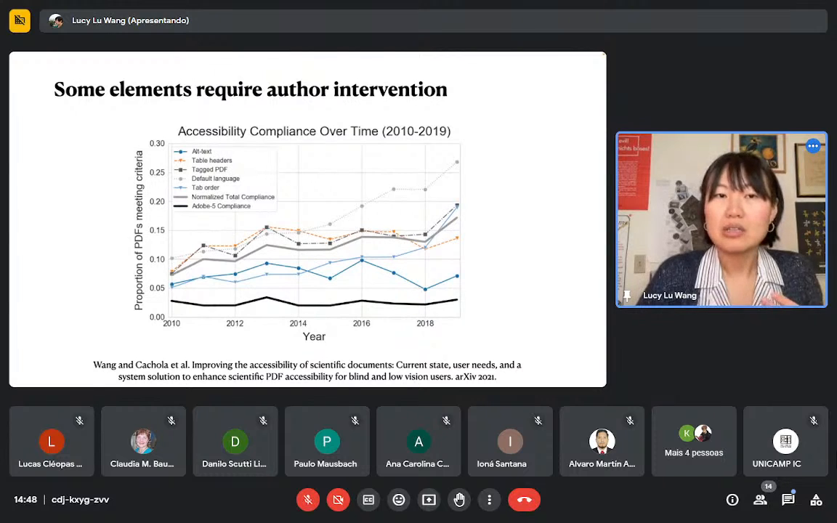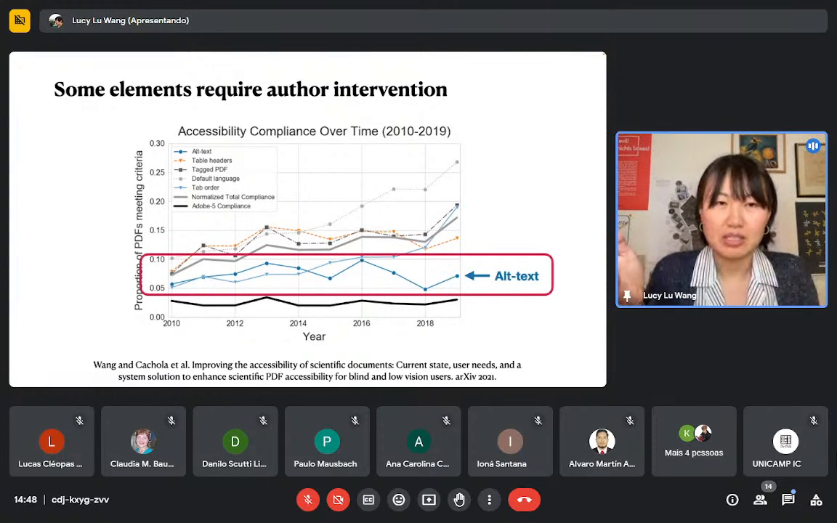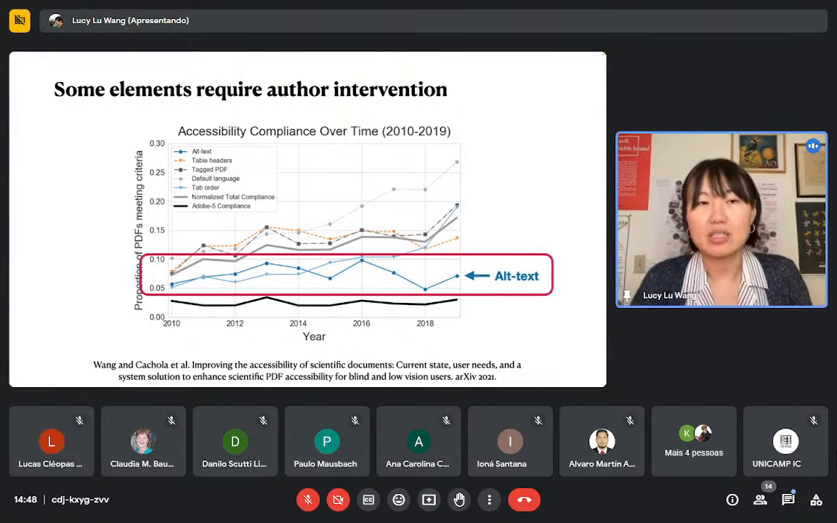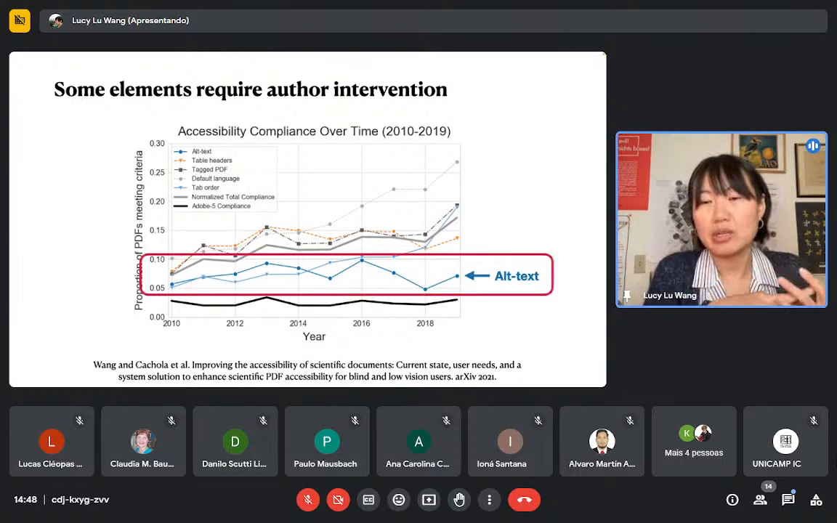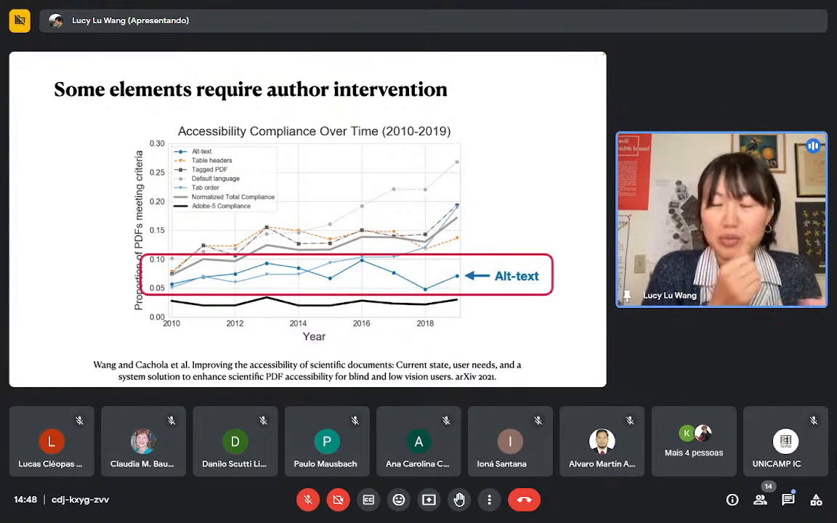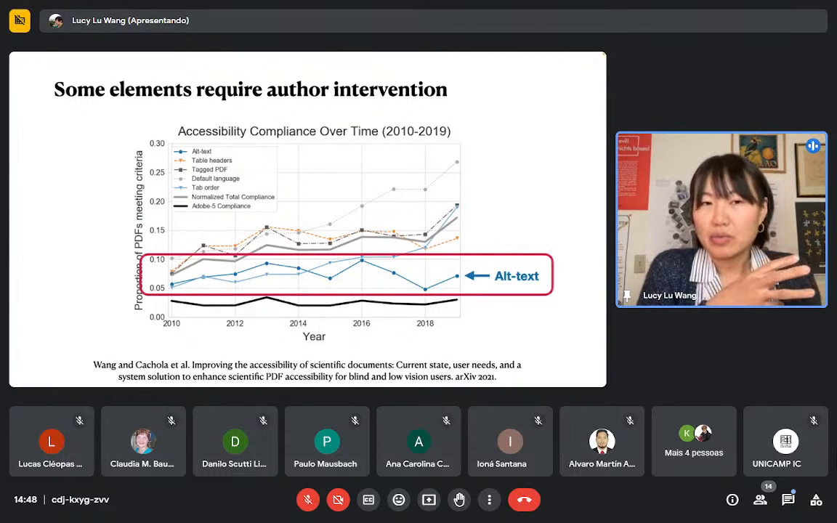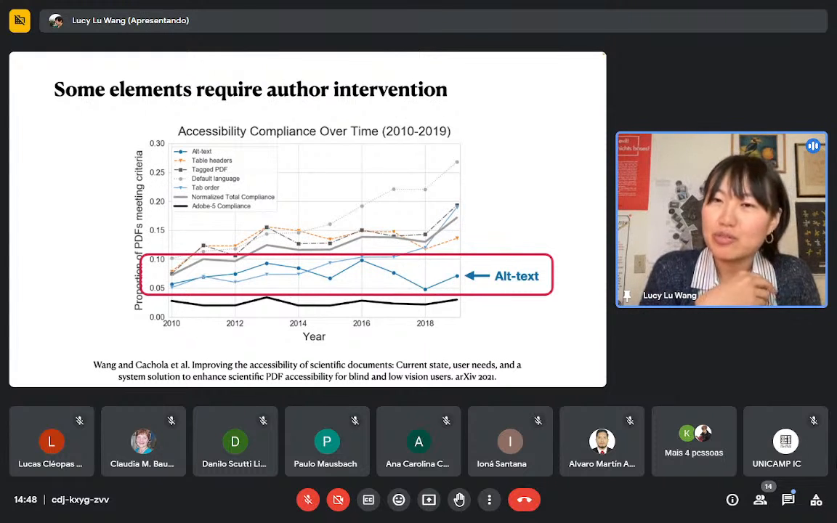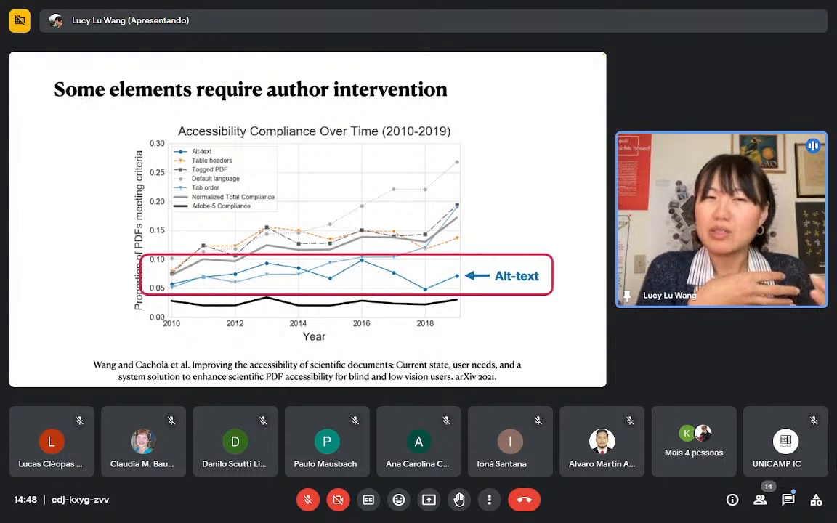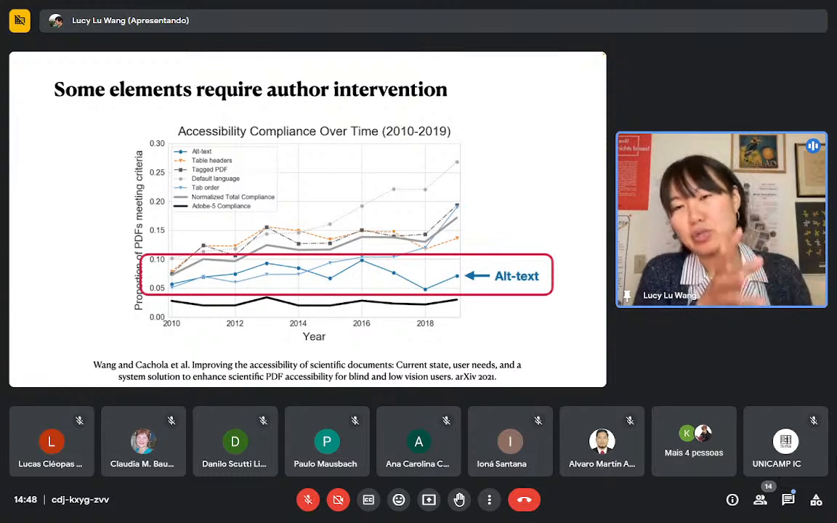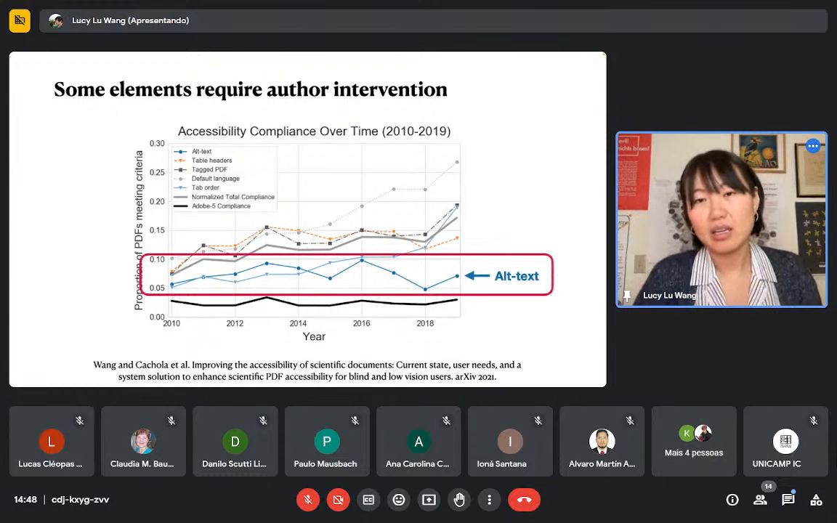And most importantly, some of the elements of document accessibility really require author intervention. So specifically, I'll point to this, right? Alt text. Alternative text are these written descriptions of image content that make images comprehensible when someone can't view the image. So as you can see, based on at least the results of our study, which has also been corroborated by other studies, the alt text rates have not increased over time. So I think my interpretation of this is that the accessibility improvements that we're seeing in these scientific papers are not necessarily due to author intervention. They could be due to other things like software just automatically tagging the PDF in a better way.